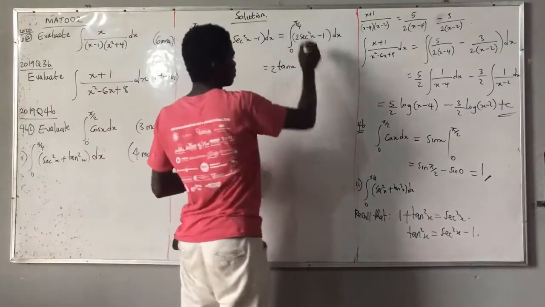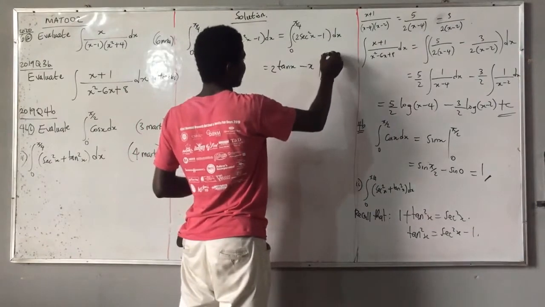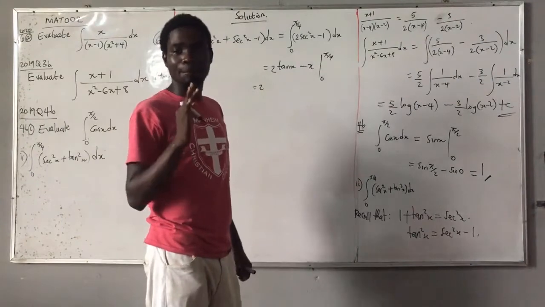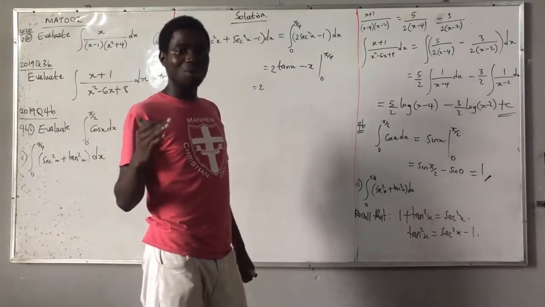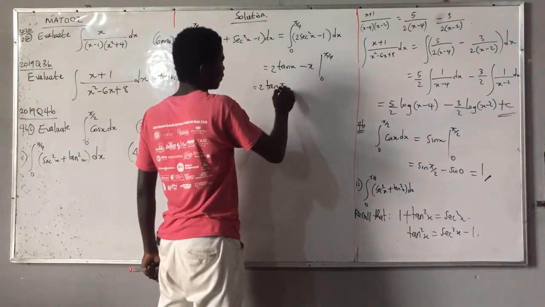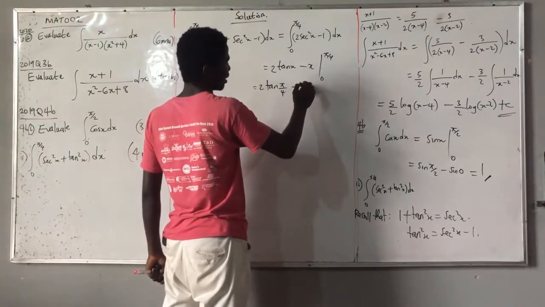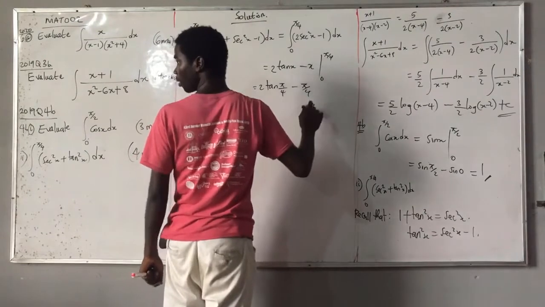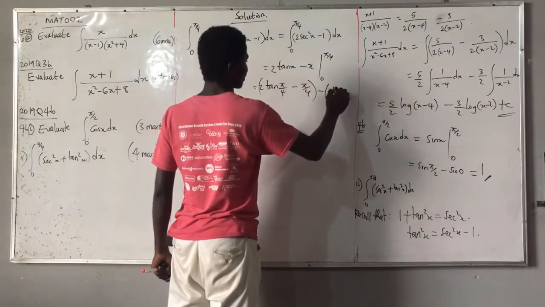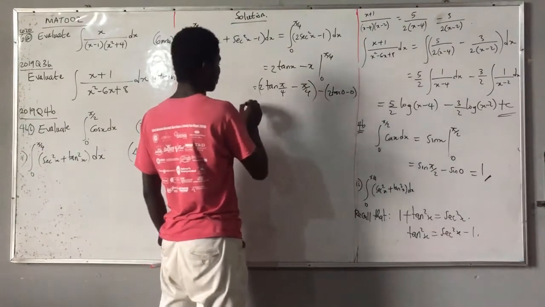So put the boundary from 0 to pi over 4. So this is pi over 4, which is 45. Pi is 180. Pi divided by 180 divided by 4 is 45. So this is 2 tan pi over 4 minus s. Anywhere it's s, that's where you put it in. Then minus 2 tan 0 minus 0.